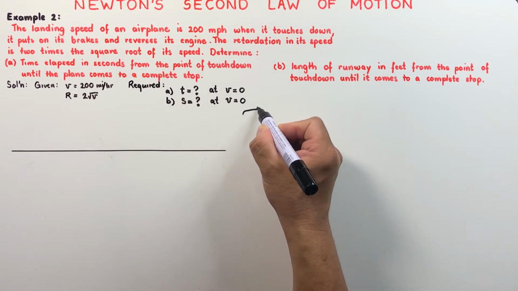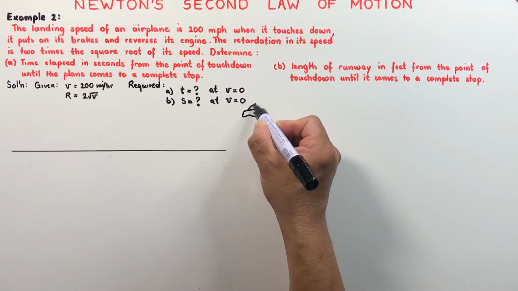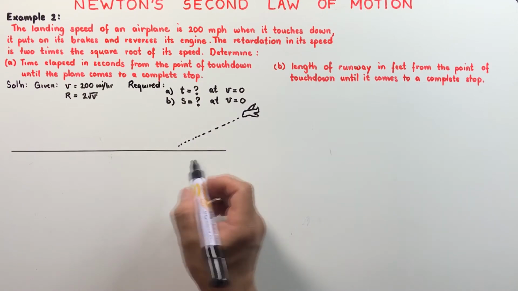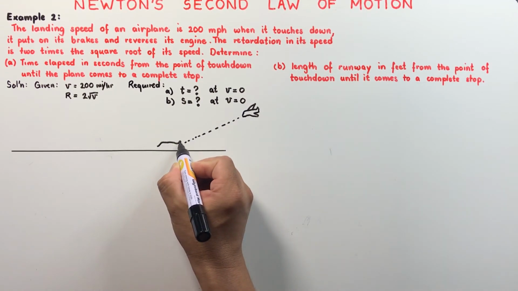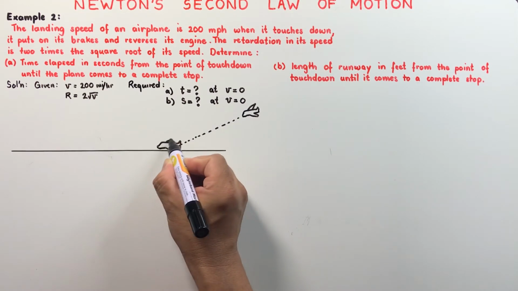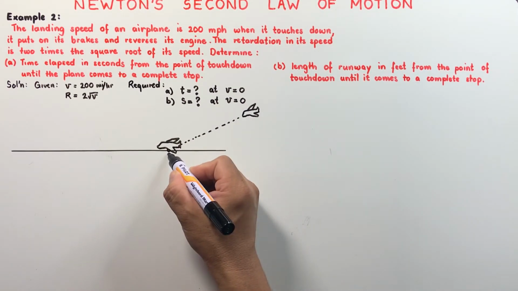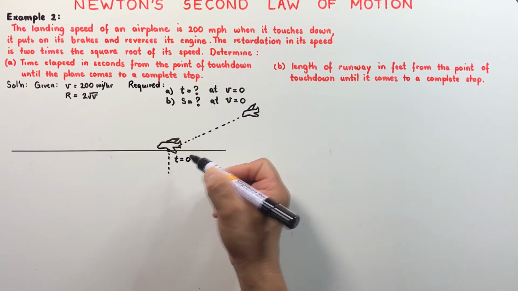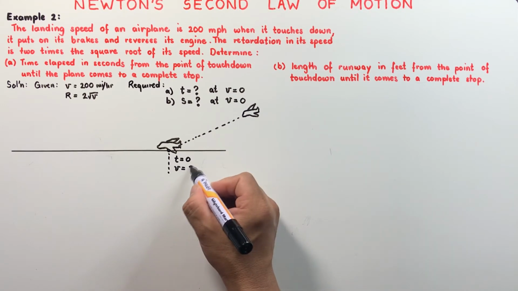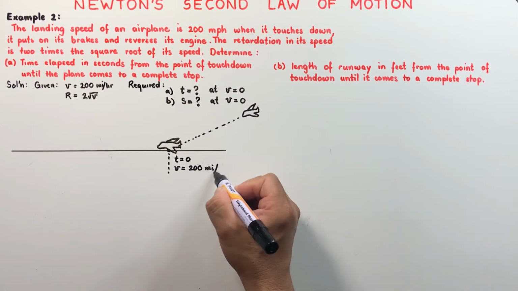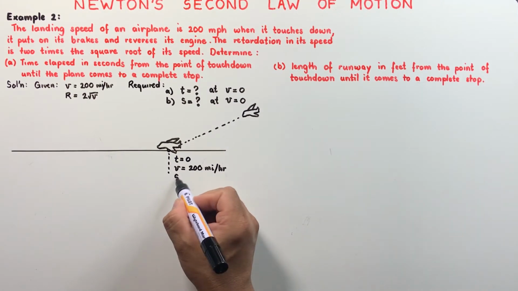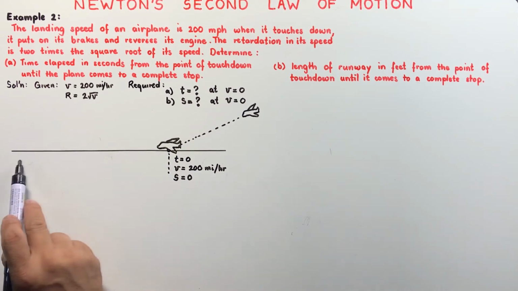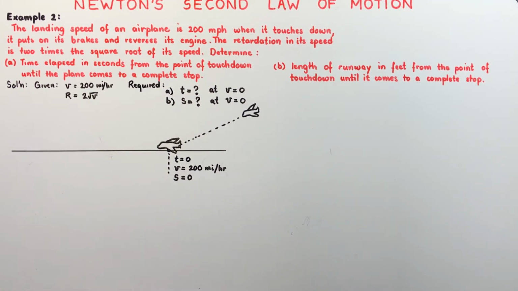We know that the plane here is approaching the airport, and then when the plane is touching the ground, so maybe the plane is here, the velocity of the plane at this point of touchdown is given as 200 miles per hour. So this is the start of our analysis here. So our distance on the runway traveled at this point is 0.